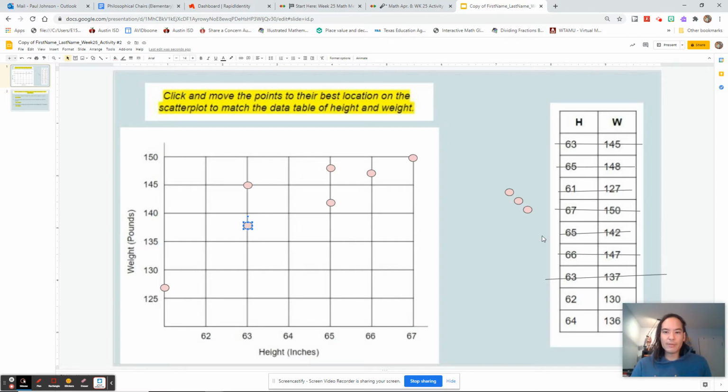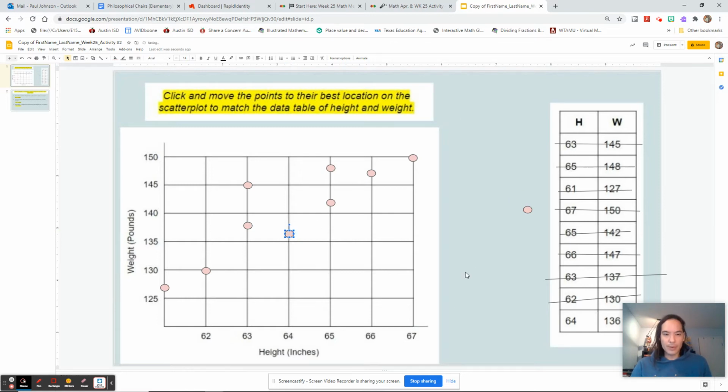Means we have 2 plot points left. We have 62 and 130. So this person was 62 inches tall, and then they weighed 130 pounds. So we'll put a plot point right there at 62 and 130. That leaves us with one last piece of data. All right, and so let's take our last piece of data, 64 inches and then 136 pounds. So the last person that they collected data for was 64 inches tall and they weighed 136 pounds.